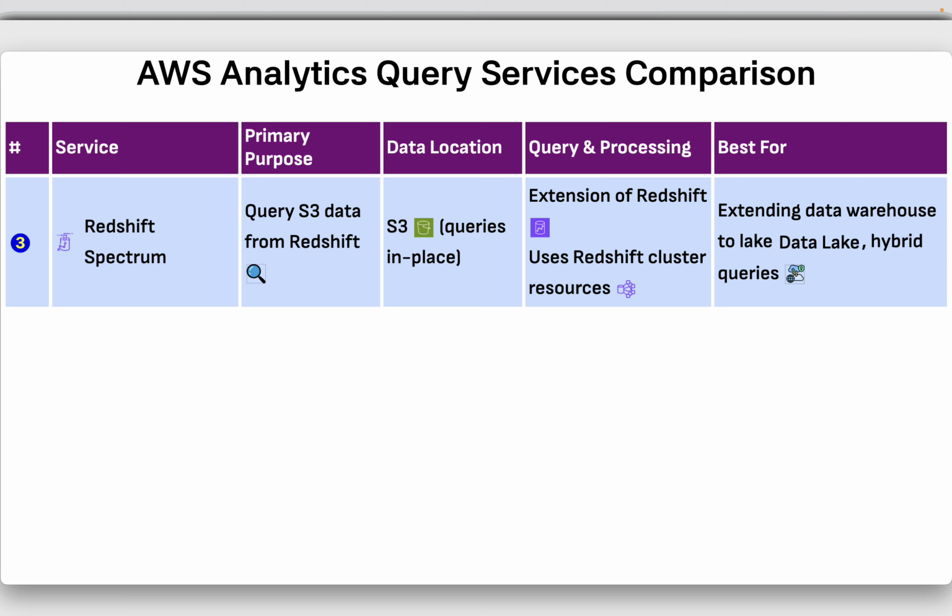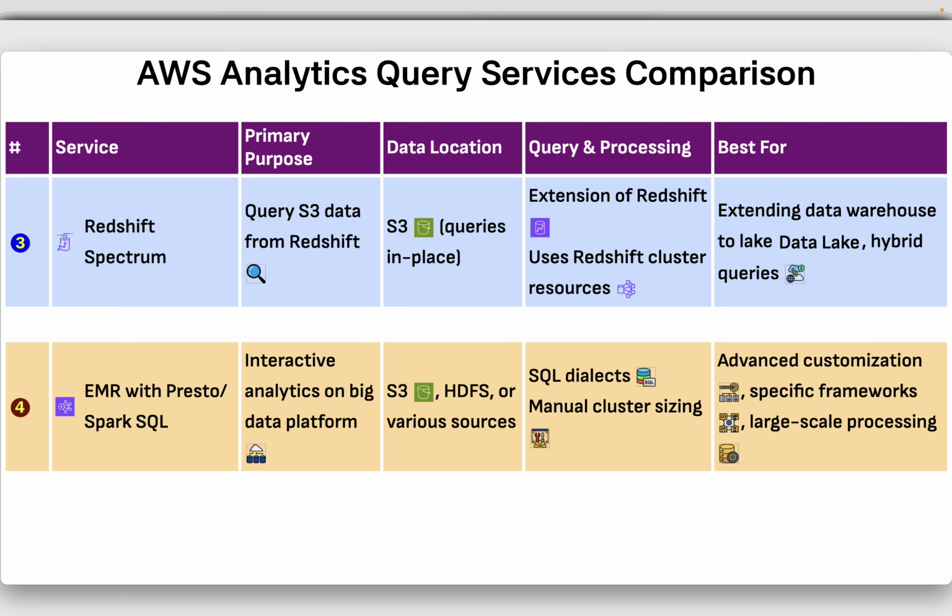Redshift Spectrum. Primary purpose: query S3 data from Redshift. So basically it joins S3 as well as Redshift. Data location: S3, queried in place. Query and processing: it's an extension of Redshift and it uses the Redshift cluster. So for compute, it will use Redshift cluster resources, but data can come from both S3 plus Redshift. And it's best for extending the data warehouse to the data lake and hybrid queries.